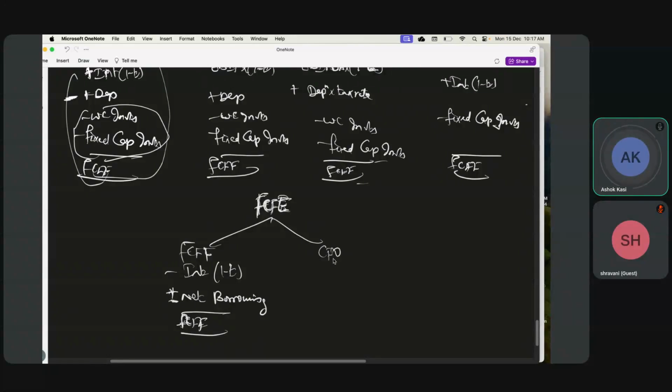Okay, then CFO, and then minus fixed capital investments, then plus or minus net borrowing.